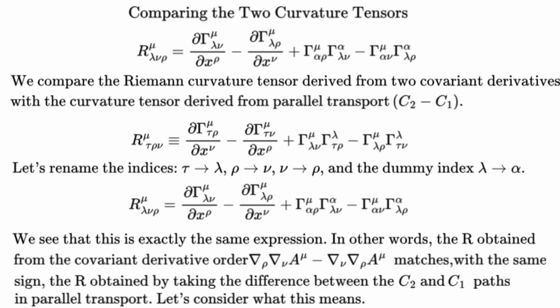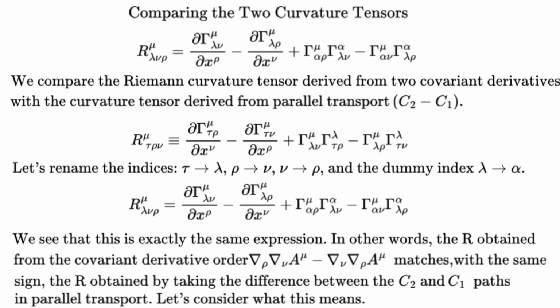Comparing the two curvature tensors. We compare the Riemann curvature tensor derived from two covariant derivatives with the curvature tensor derived from parallel transport, C2 minus C1. Let's rename the indices: τ to λ, ρ to ν to ρ, and the dummy index λ to α. We see that this is exactly the same expression.